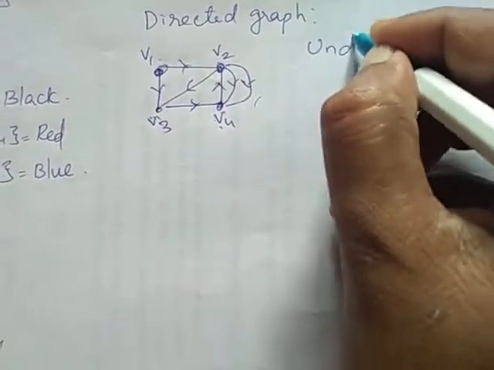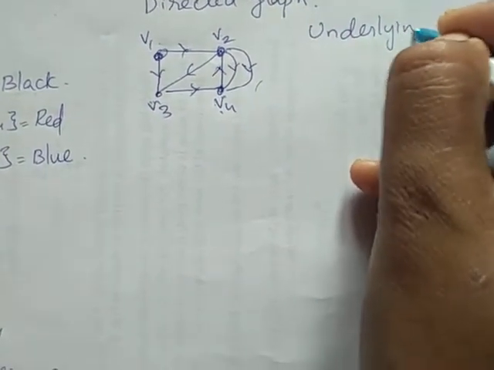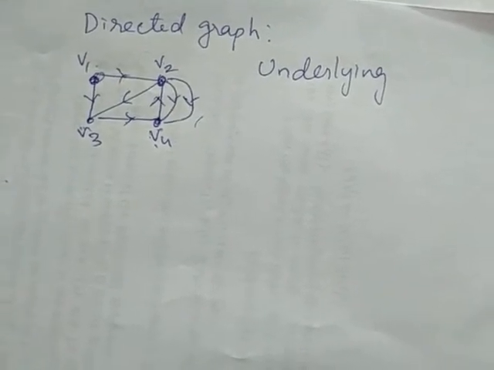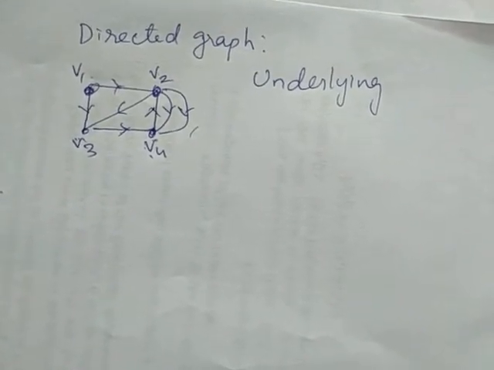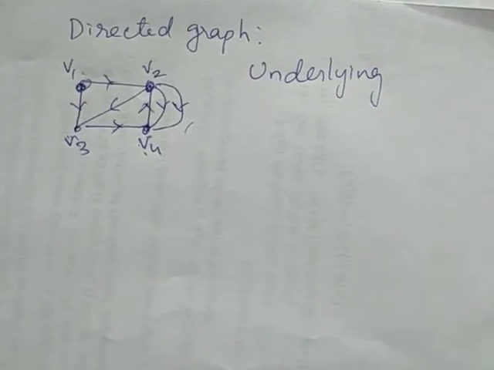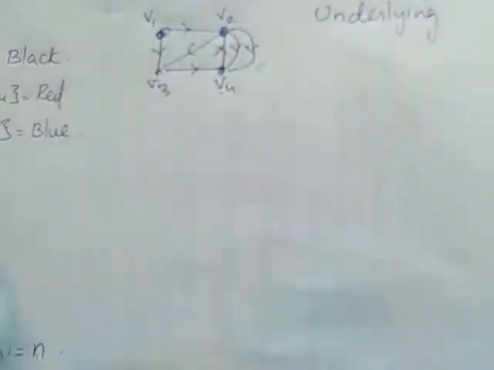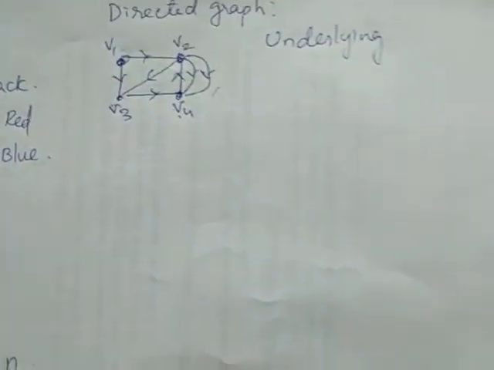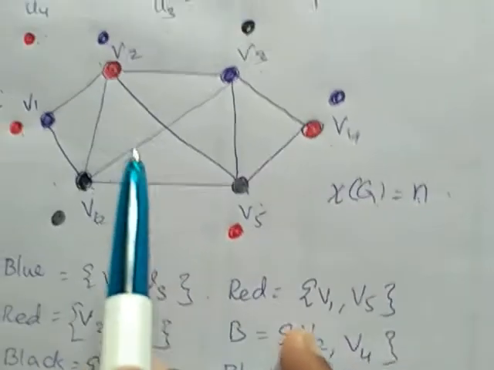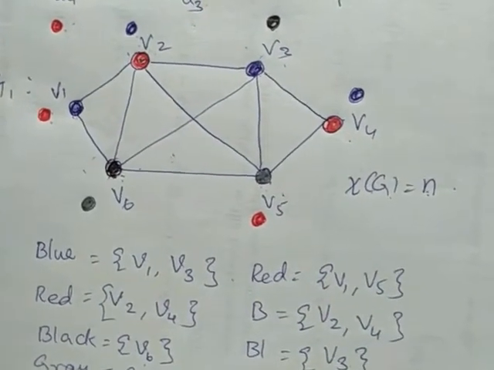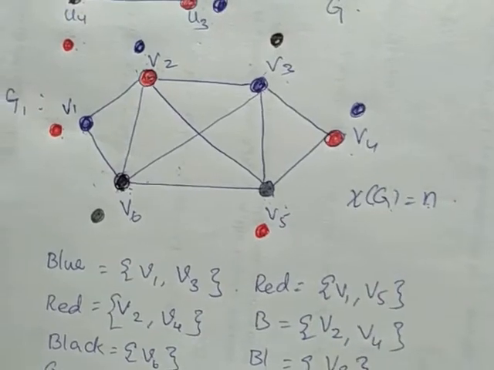The same thing, the underlying graph. Underlying graph means the ordinary graph which we studied before. It does not have directions. If D is a digraph, then the graph obtained from D by removing the arrows. If we remove the arrows from the directed graph, it is known as the underlying graph. This is an example of an underlying graph. It is also known as an undirected graph.